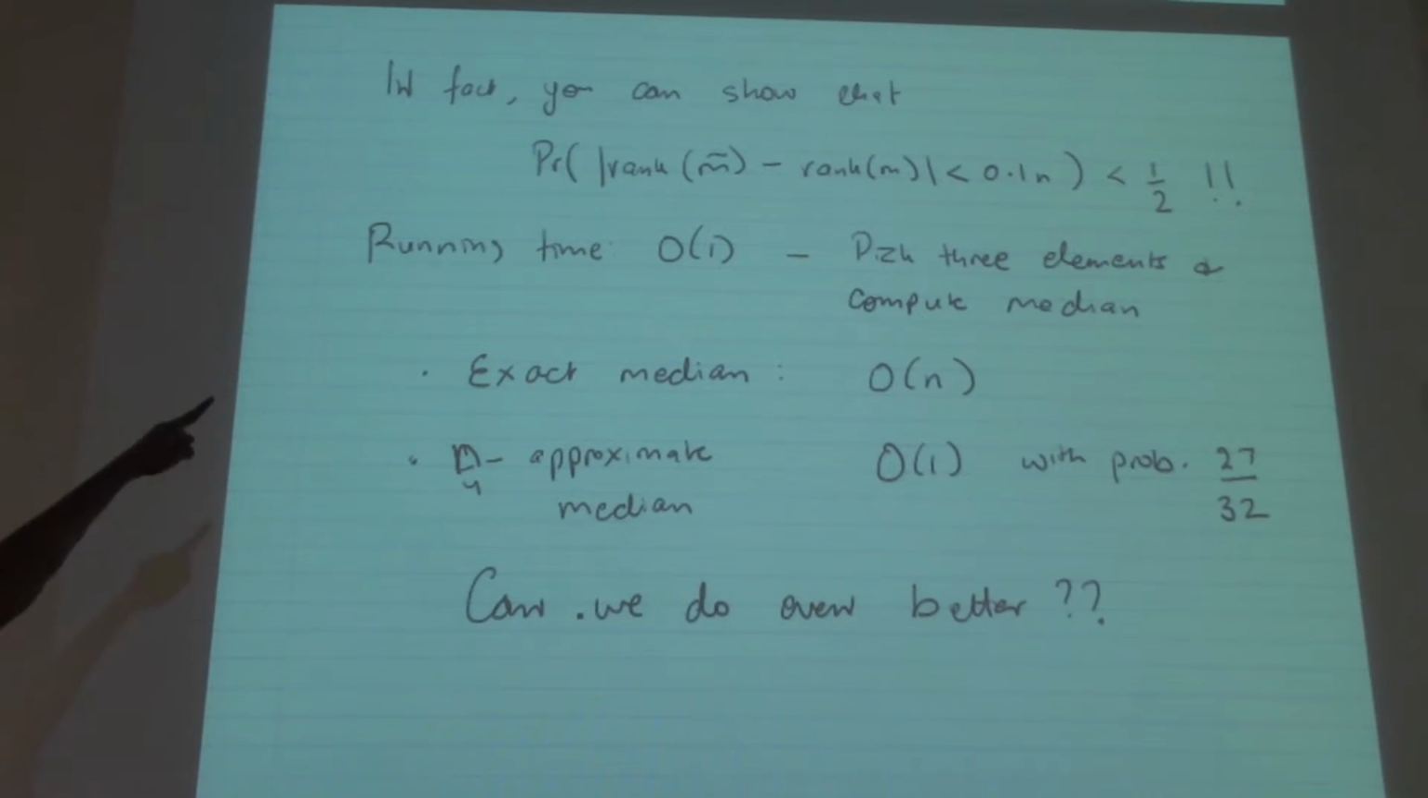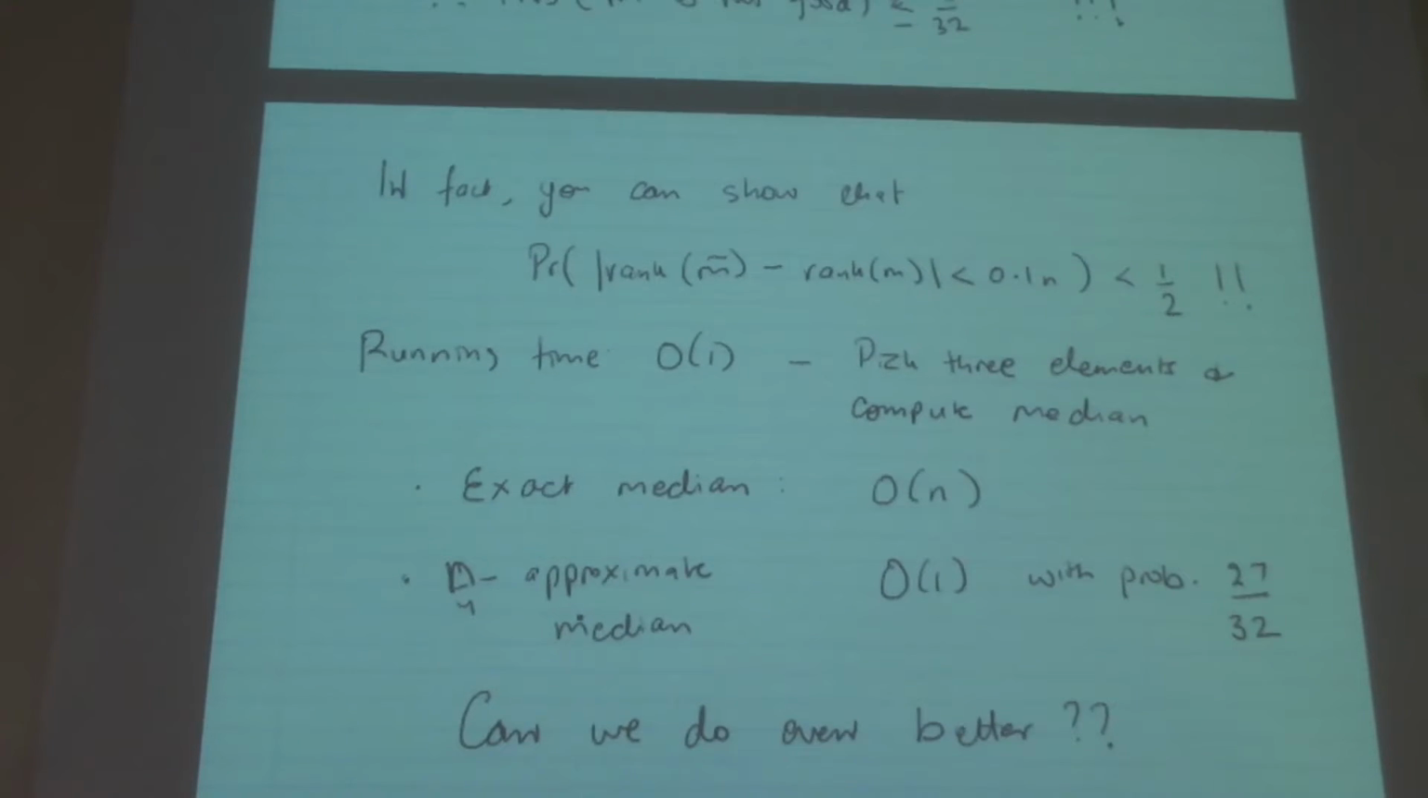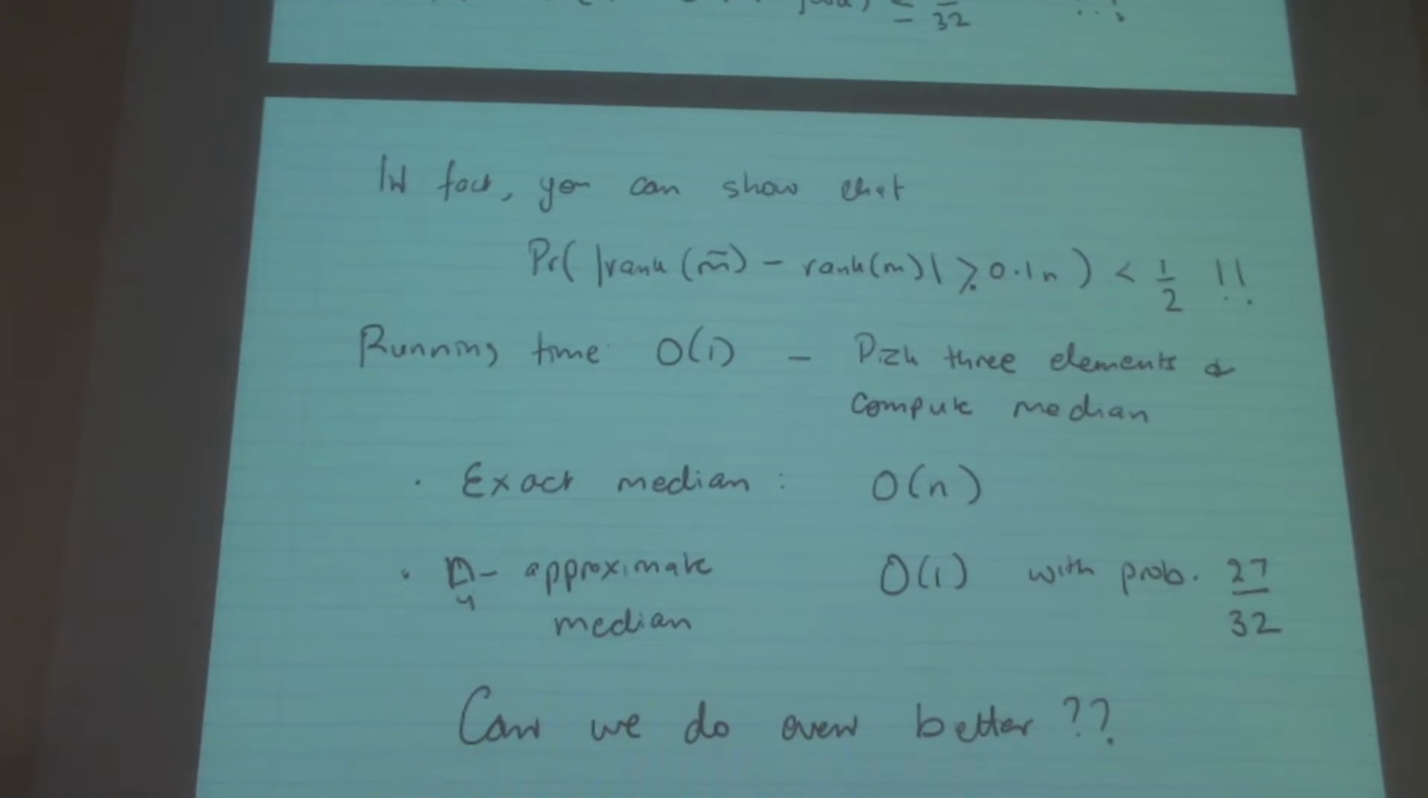But this is what I can actually show. That the probability that the answer I get is more than 0.1 n away from the true answer is less than half. Which is another point on the trade-off, right?